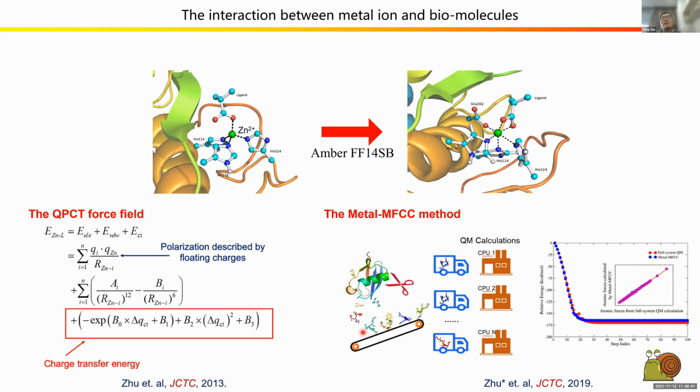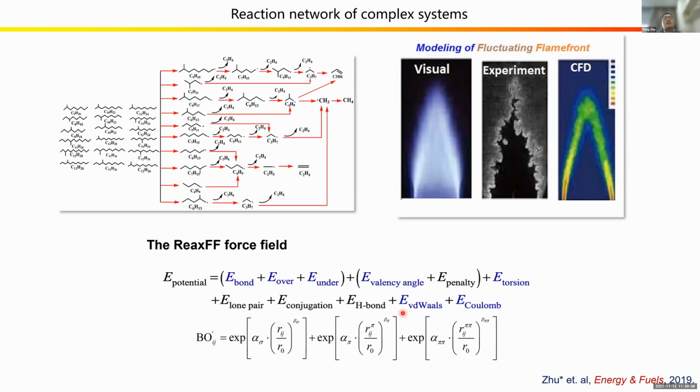In principle, this method is accurate. It depends only on the quantum level we used, but its efficiency is far from satisfying our demands, because even if we cut the protein into small fragments, we still have to perform the quantum chemistry calculation. Another example is the simulation of the combustion reaction.